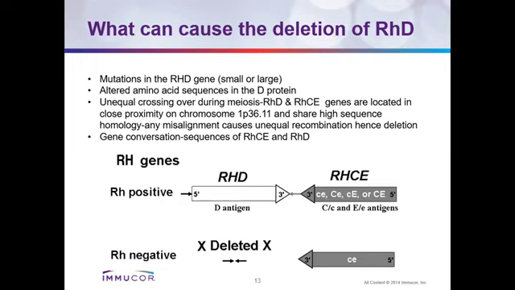And also sometimes there can be what we call gene conversions between the sequences of the RHCE and the RHD. Should there be any mix-up there, we lose the D antigen, I mean the D gene, which was supposed to be expressed as the antigen at a later stage. So this is how we end up with some people being rhesus negative and others rhesus positive.